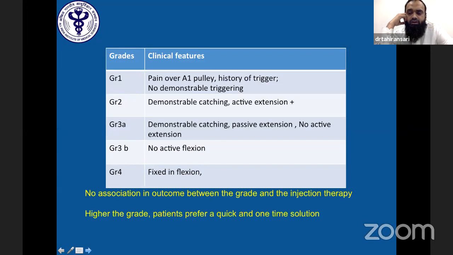But we have to note that there's no association between the grade and the injection therapy. And the higher the grade, the patient wants a quick and one-time solution. So if somebody is coming with grade 4, they will look out for surgery. And somebody who is in grade 2 or grade 1, they will look out for conservative treatment, grade 3A also. So it is important to know the grades, basically.